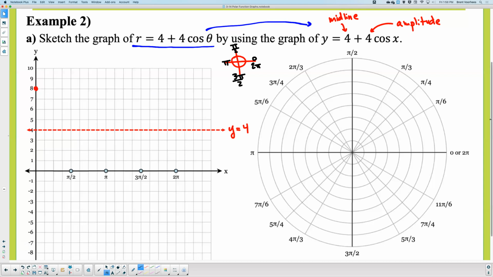So I have 0 on there. Now tell me about cosine. What happens to cosine when you get to pi over 2? Tell me about the x. What's the x value once we get to pi over 2 here? 0. So at pi over 2, it actually reaches what we call the midline. At pi over 2, it reaches its midline. So put a dot there.